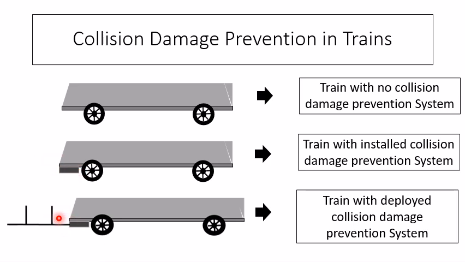This is the activated collision damage prevention system, where the object gets trapped in between these two vertical lines when it is about to collide.